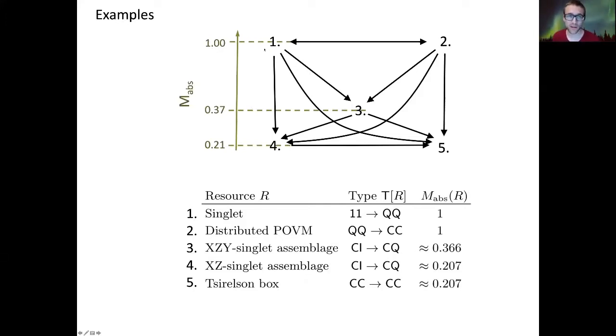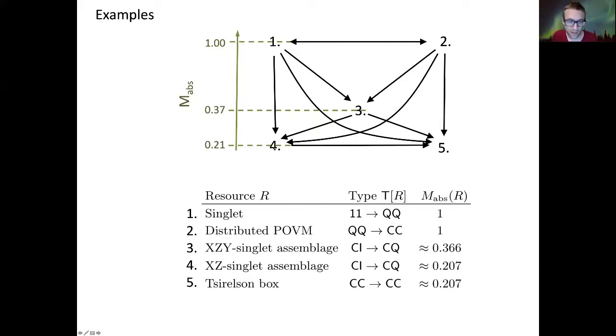So you see that the highest value is given to resources 1 and 2, which are both assigned the value 1. And it's not a coincidence that they're assigned the same value, because we said they're equally non-classical. So it had to be that way. Meanwhile, the fine-grained assemblage is assigned a much smaller value, and an even smaller value is assigned to the coarse-grained assemblage and the Tsirelson box.